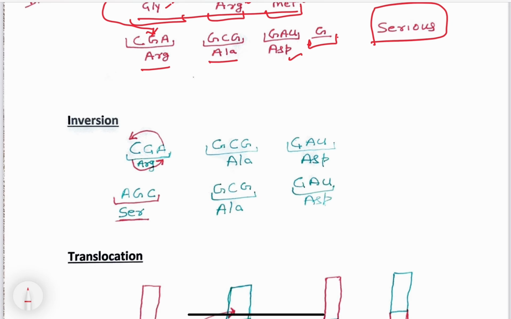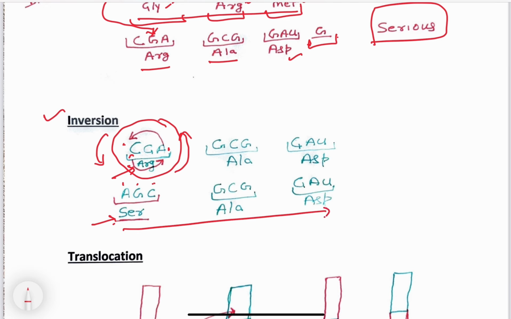Now another one is called inversion. Inversion is when this sequence right here is turned around, in this fashion. So A comes here and C comes here. So it becomes AGC, which is serine. Before it was arginine, now it becomes serine. So now the whole series of codons produced are different for the final protein. So that's inversion.